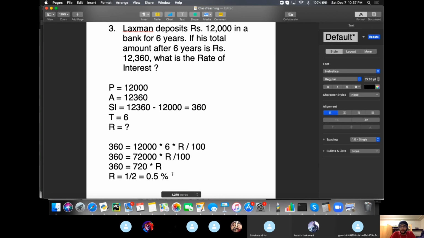You have to be careful when you do the arithmetic, because if you take 100 to this side, this becomes 36,000, and then you can divide it by 72,000, or you can do the division here itself. That is left to you, but be careful when you do the transposing from the left hand side to the right hand side, the sign has to change. Be very careful about that, multiplication and division, and you have to solve for the variable.